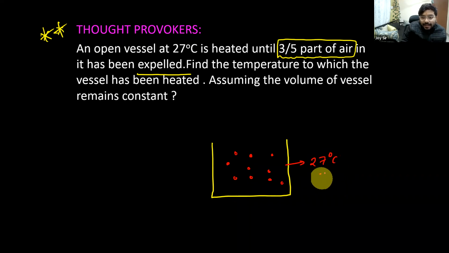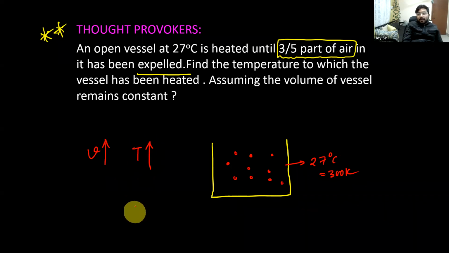27 degrees Celsius, that is 300 Kelvin. The gases are inside this open vessel. Suppose I take a glass, a normal glass; the volume of air inside is equal to the volume inside the glass. As simple as that. So what happens? The volume increases when the temperature increases. This is by which law? Charles law.